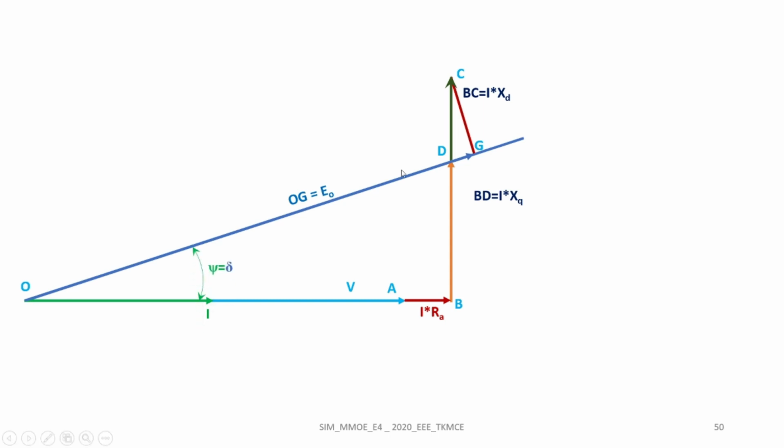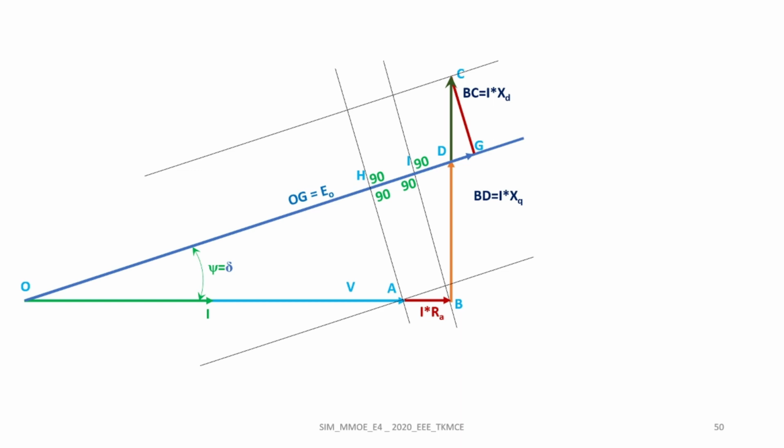Then from the tip of A and B, we need to draw two lines like this so that they will meet at points H and I on the E0 phasor. And all these angles are 90 degree. Then from the tip of A and C, we can draw two horizontal lines which are parallel to E0 so that this meeting point is F and all these angles are 90 degree.